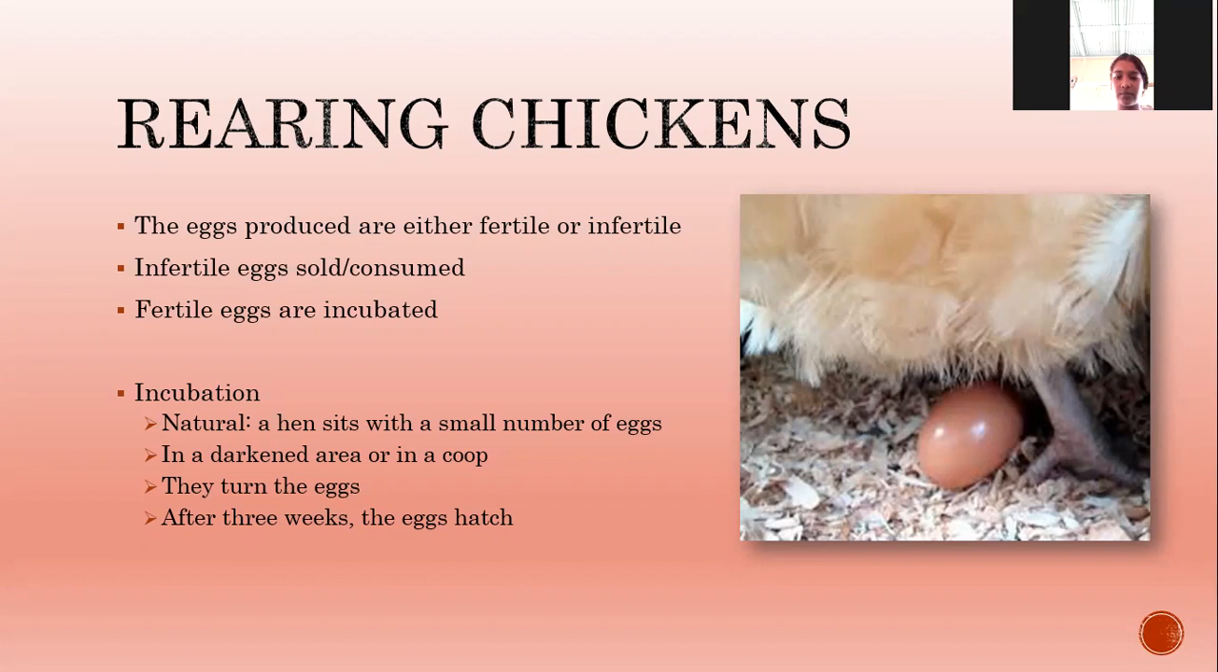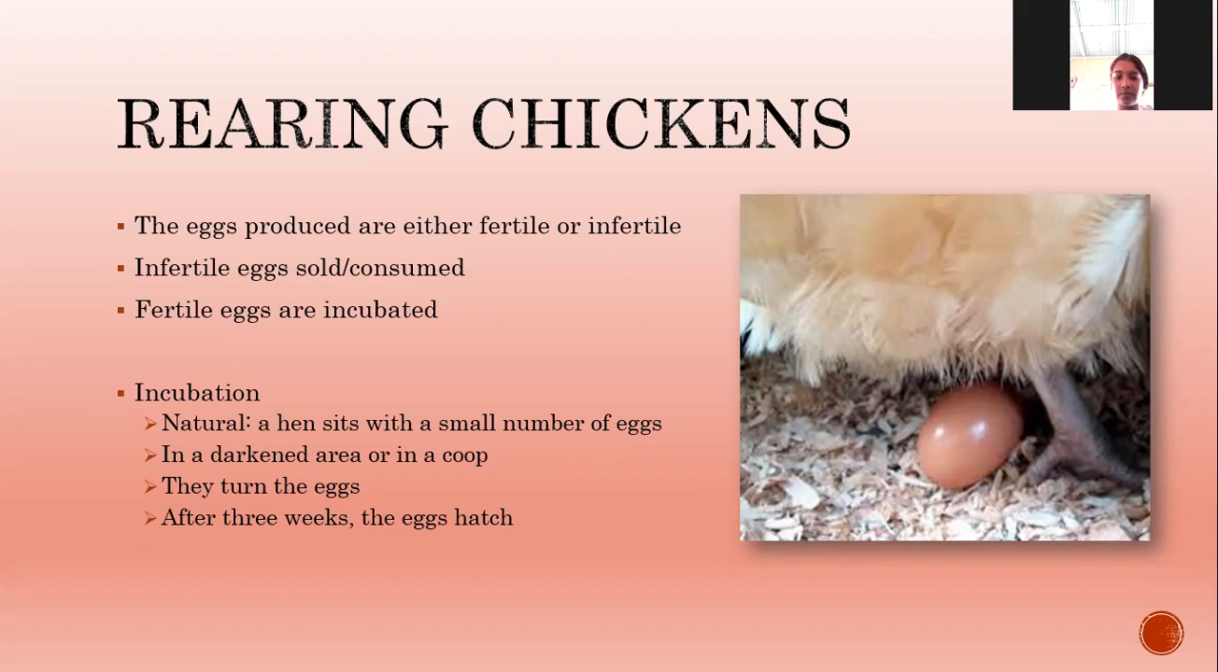And the reason why they will turn the egg is to ensure that the entire egg has some amount of warmth, because the chicken's body, just like our body, has a certain temperature, 37 degrees Celsius, and the temperature will go on to the eggs. If the temperature is too low, then the egg will not develop properly. So they will turn the eggs, and after about 3 weeks, which will be 21 days, the eggs will hatch.